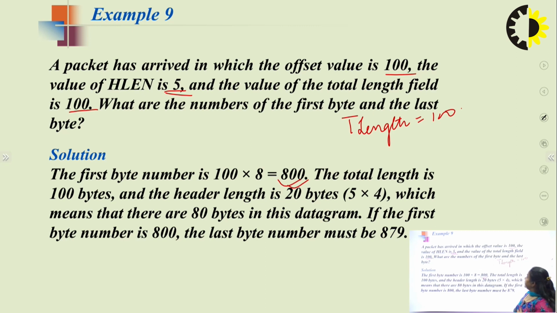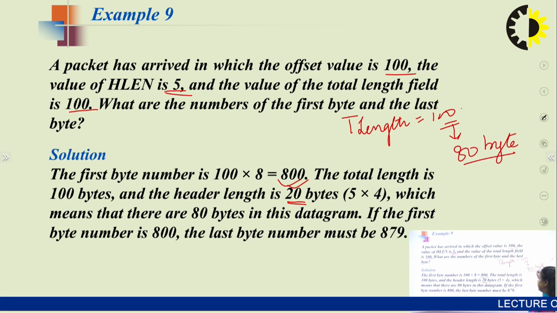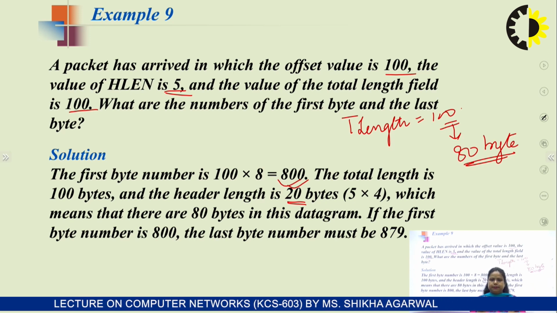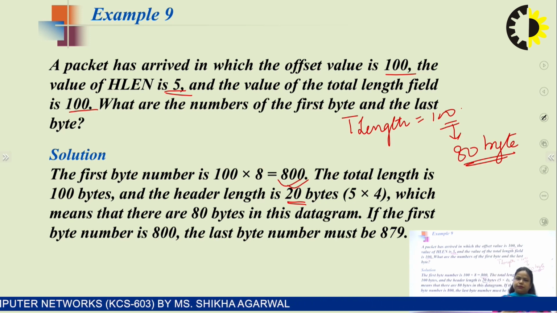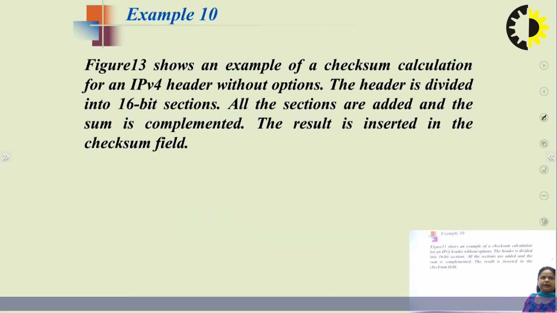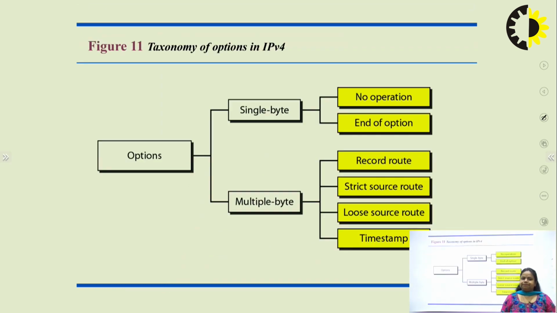Then it is already given that the header length is 5. If it is 5, it means we are talking about a 20 bytes header. So we are using the 20 bytes header, out of which we are talking about an 80 bytes datagram. Am I right? So if the first byte is 800, what will be the last byte? 800 plus 80, so it goes from 800 to 879. This is the way we have to do the fragmentation.